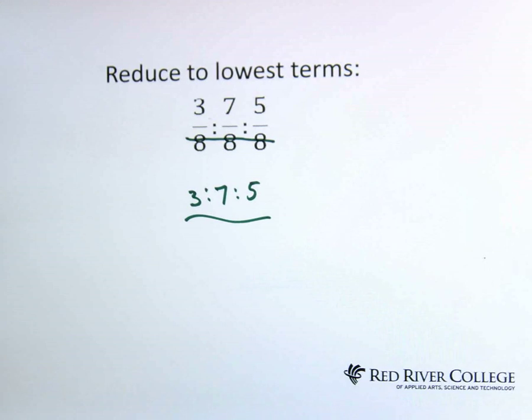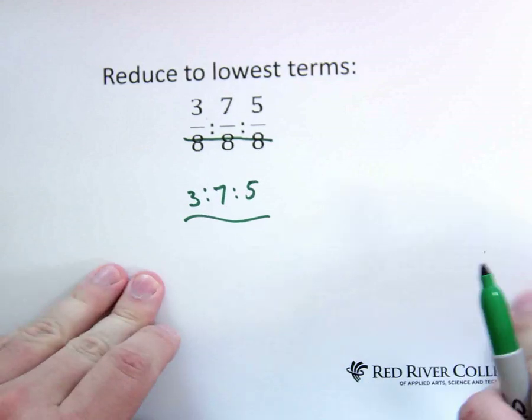And the only reason that's the answer is because we had 8s on the bottom. So there we go. That's what we do when the bottoms of the fractions are all the same. We can just eliminate the bottoms. We don't even have to change these fractions to decimals. We can just eliminate the 8s and leave the ratio on top. So 3 to 7 to 5, and no number will go into 3, 7, and 5, so that is our final answer.